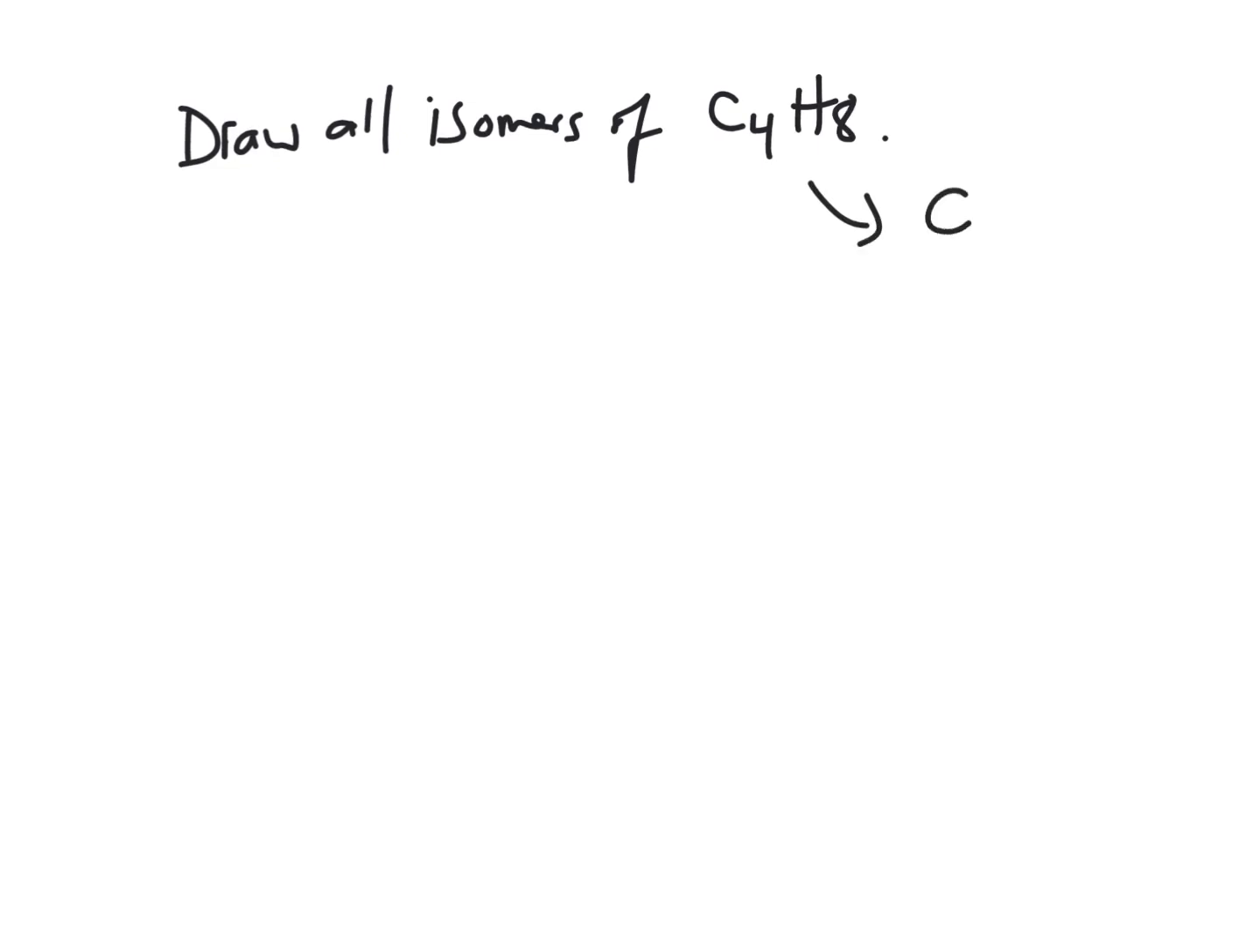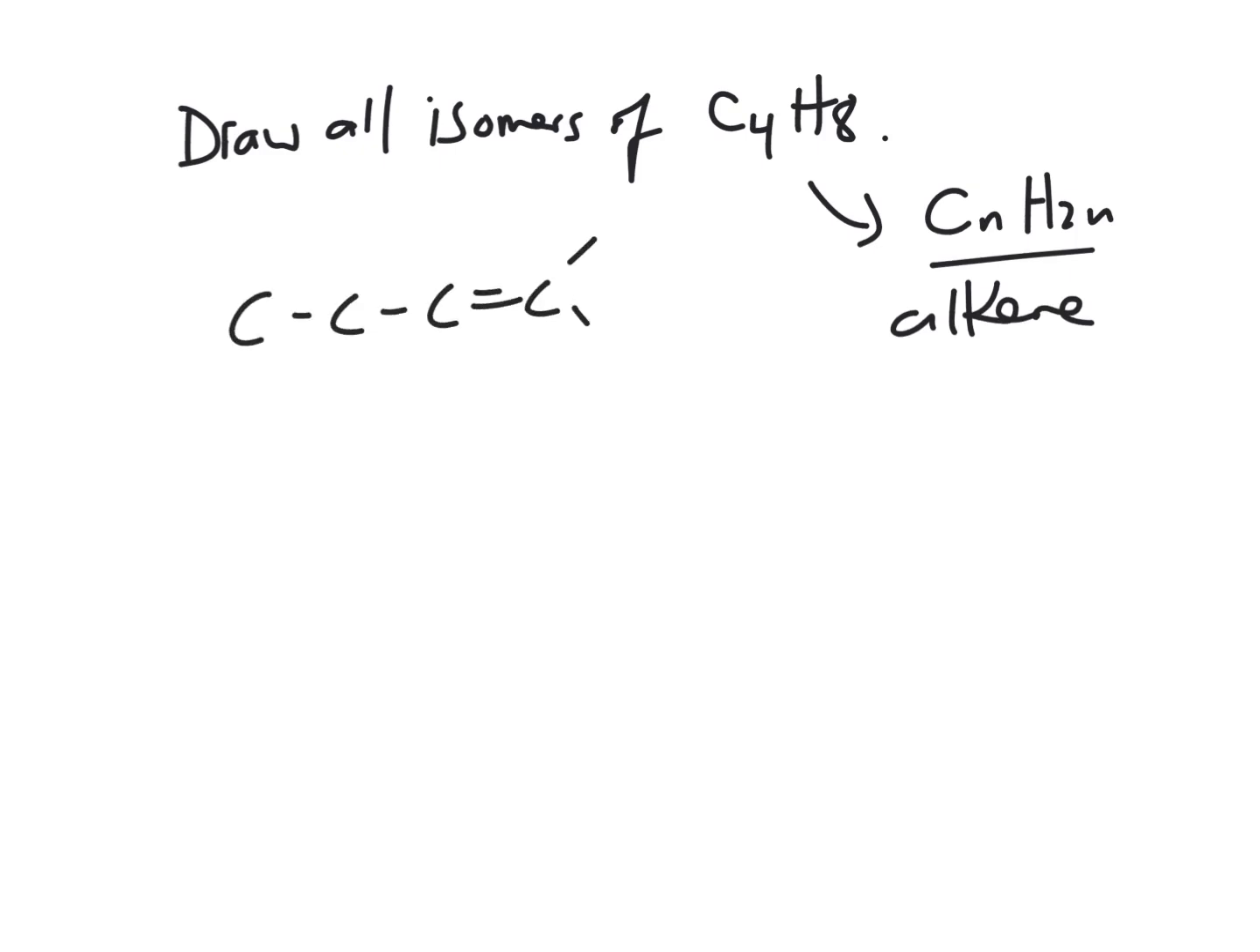So I might give you a question that says, draw all isomers of C4H8, okay? How do you approach this? Well, like I said earlier, you may realize this is CnH2n, which tells you that it's an alkene, or at least one of its isomers will be an alkene. So we can go ahead and make an alkene. Yeah, why not? And then let's put in the hydrogens and see if we got to 8. 1, 2, 3, 4, 5, 6, 7, 8. Yes. So we know that's one of the isomers.